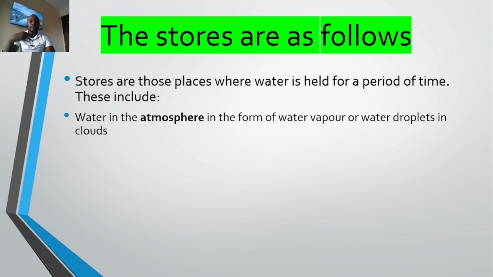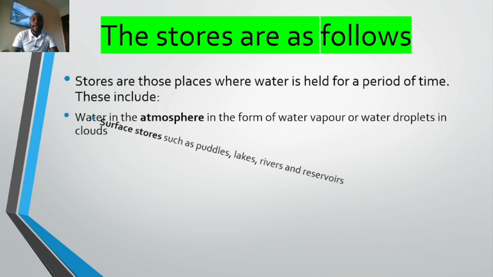Sometimes you'll be told to explain. When you say just atmosphere, we won't understand you. So you at least have to explain that we have water vapor or some clouds in the atmosphere. That's what qualifies the atmosphere to be a store in the hydrological cycle.